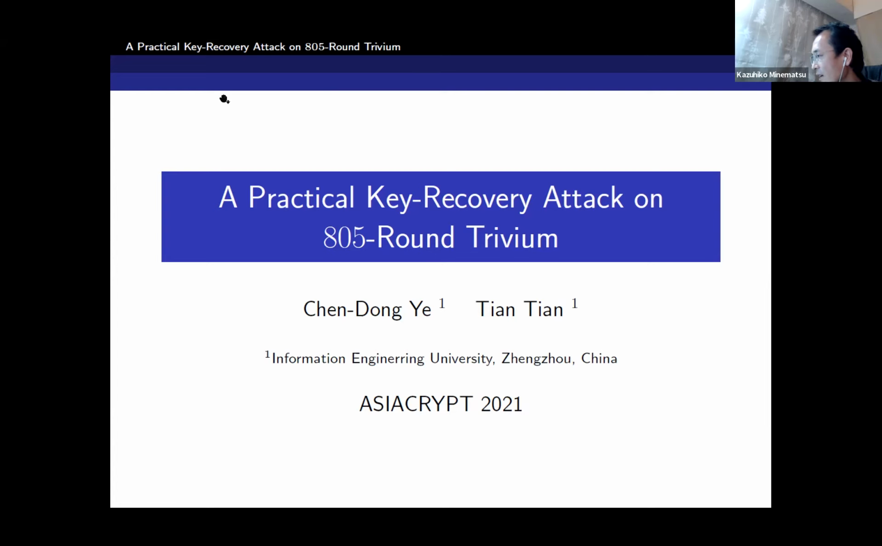It is entitled "A Practical Key Recovery Attack on 805-Round Trivium", and Chen, Dong and Tian will give us a talk. So please start. Okay, I will give this live talk on our paper.